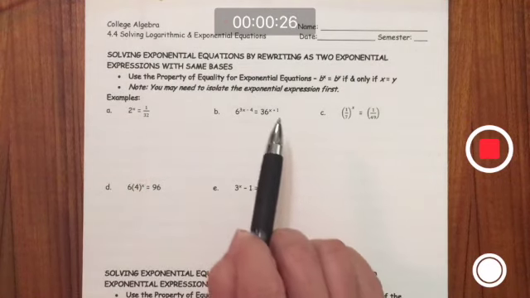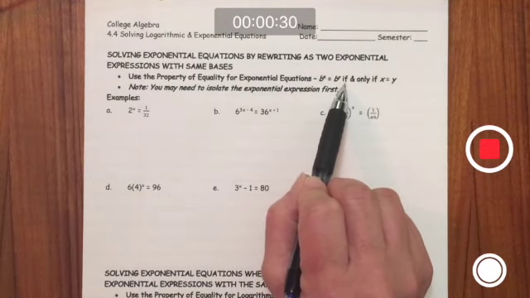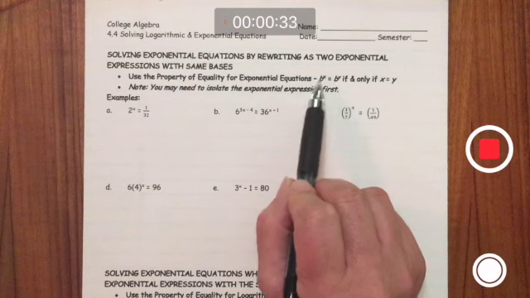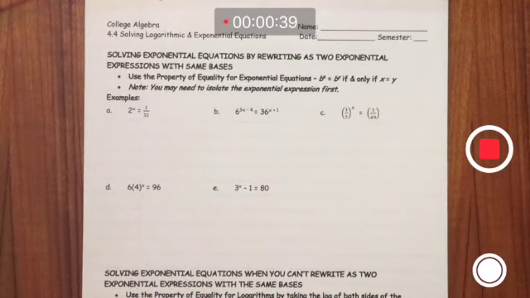If we can rewrite our equation with an exponential on each side of the equal sign with the same base, then we get to ignore the base and just look at the exponents themselves. So let me show you what I mean.